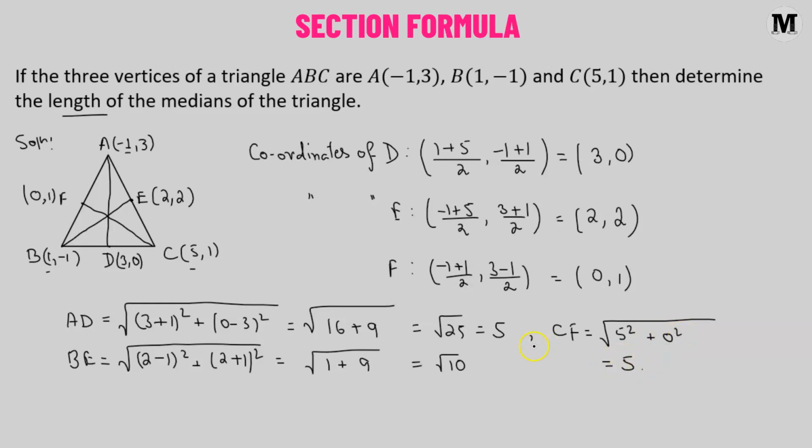So now we have the length of each of the medians. AD comes out to be 5 units. BE is square root of 10 units. And CF is 5 units.